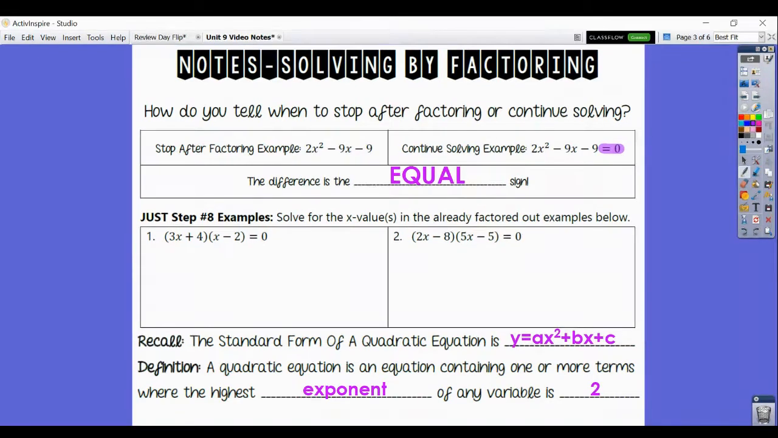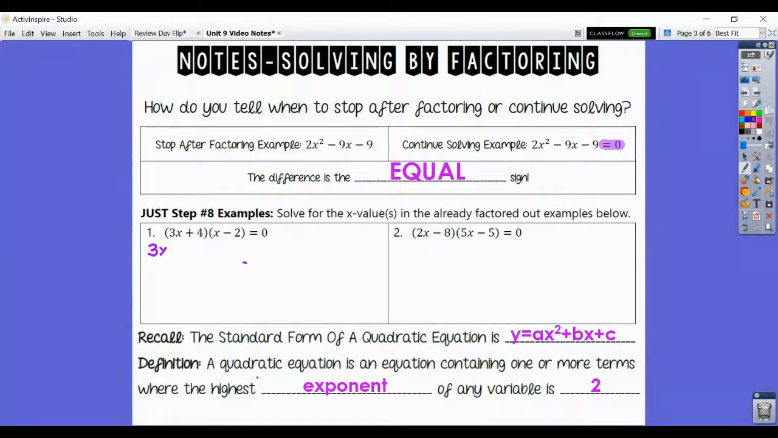The first example here, again, how I solve each one is set each parentheses equal to 0. 3x plus 4 equals 0. And then I also have x minus 2 equals 0. All I did was take the two factors in the parentheses and set each one equal to 0. I add 2 on the right side equation to get x all by itself, x equals 2.